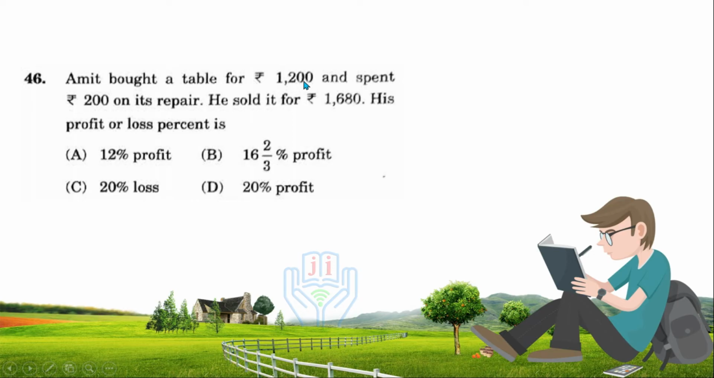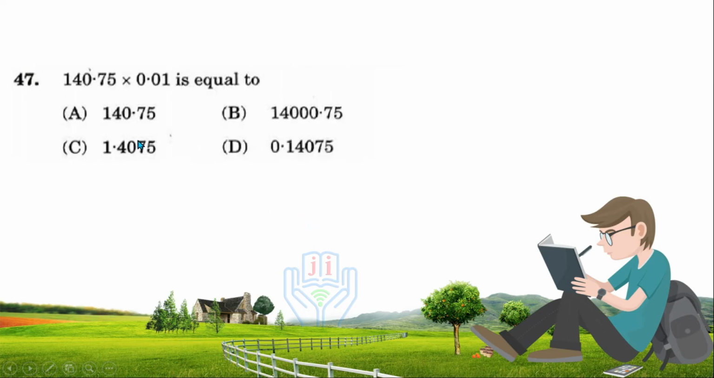He bought the table at 1200 and spent 200, so it will be 1400, and he sold it for 1680. So 1680 minus 1400. Answer will be 280. Then 20% profit he got. 140.75 into 0.01 is equal to? If you multiply, then the answer will be C, 1.4075.